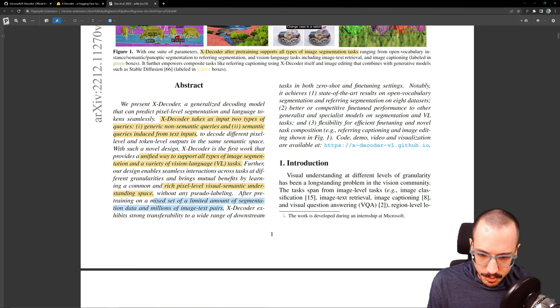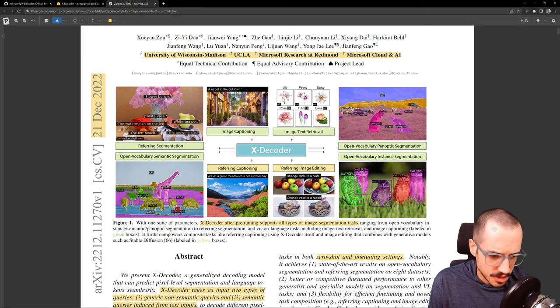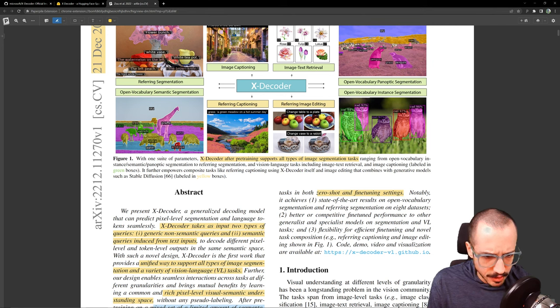X-Decoder exhibits strong transferability to a range of downstream tasks in both zero-shot and fine-tuning settings. Zero-shot means you don't push any more gradients into the network and you just apply it directly to a different problem. Fine-tuning means you'll maybe train for a couple epochs on a much smaller dataset, usually with a much lower learning rate, for a specific task. They claim state-of-the-art on open vocabulary segmentation and referring segmentation, and better or competitive fine-tuned performance compared to other generalist and specialist models on segmentation and vision language tasks.